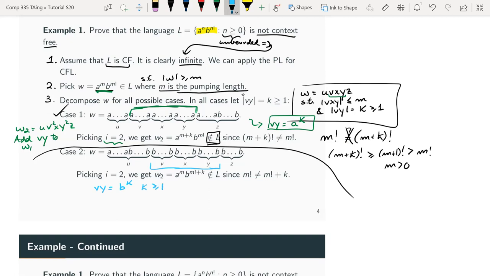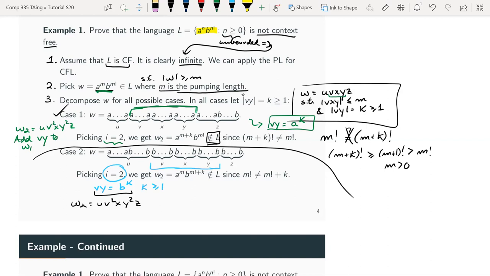Now, if we pump up with i equals 2, remember W2 is U V^2 X Y^2 Z. So you're adding K B's, because VY has K B's. You're adding K B's to the M factorial B's that are already in the string W1, because you're pumping from W1 to W2.